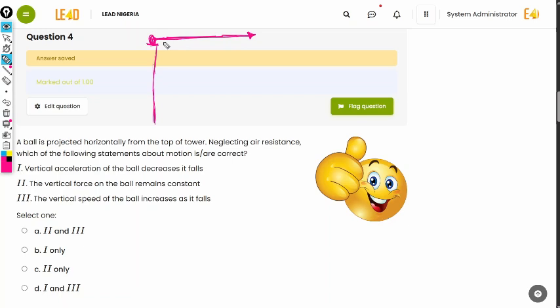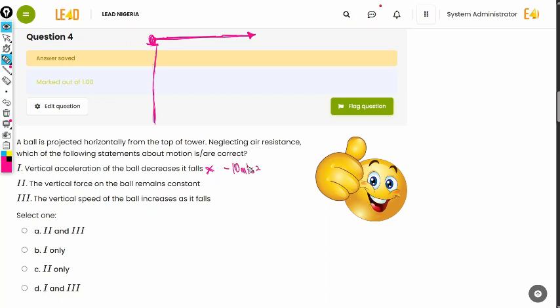So neglecting air resistance, which of the following statements about the motion is true? So the vertical acceleration of the ball decreases as it falls. That's false. Your vertical acceleration is constant. It's always negative 10 meters per second squared.